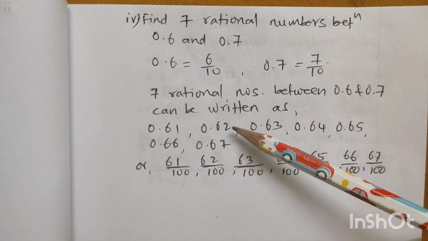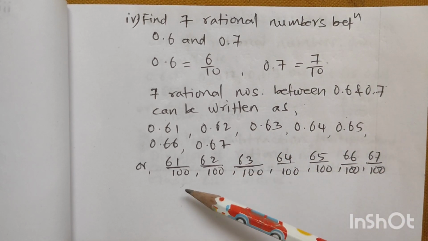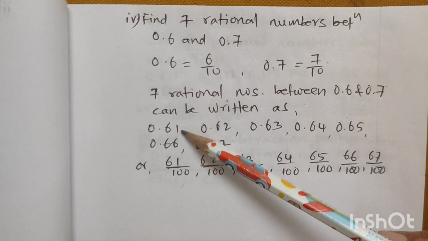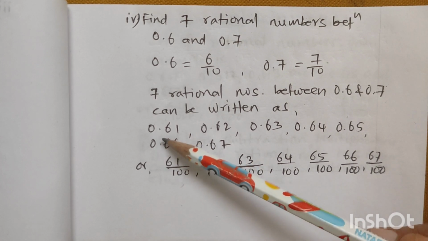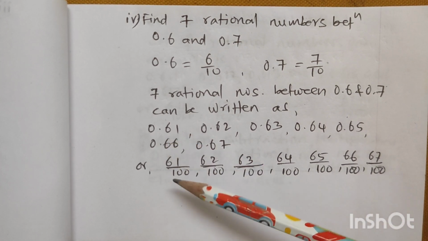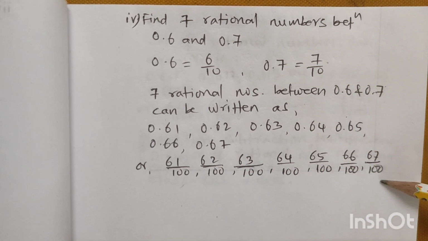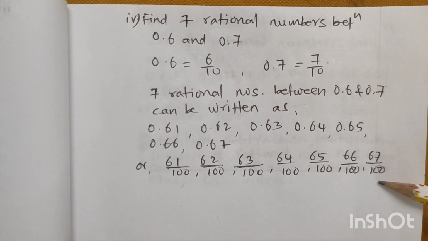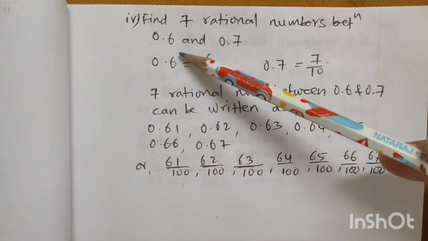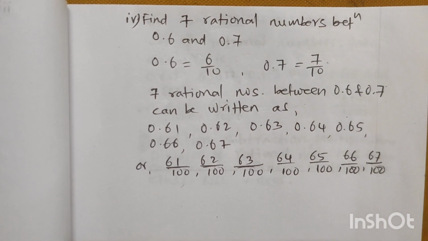Then we write these decimal numbers as rational numbers. 61 by 100, 2 digits after decimal, so 1 and 2 zeros. Like this we write all these numbers. Now these 7 rational numbers are in between 0.6 and 0.7.